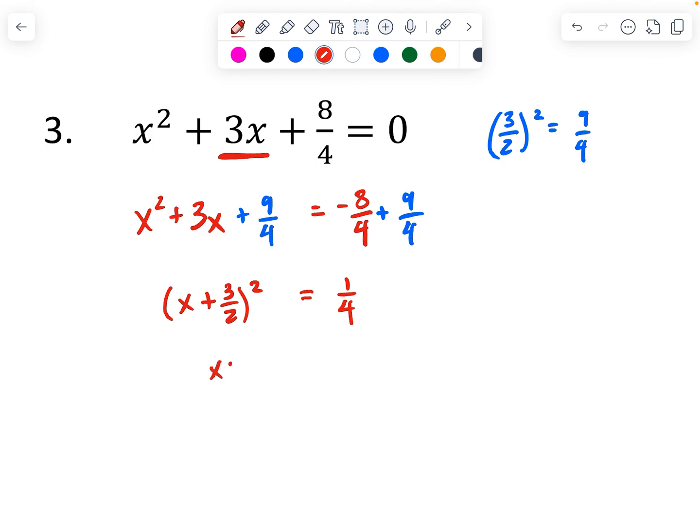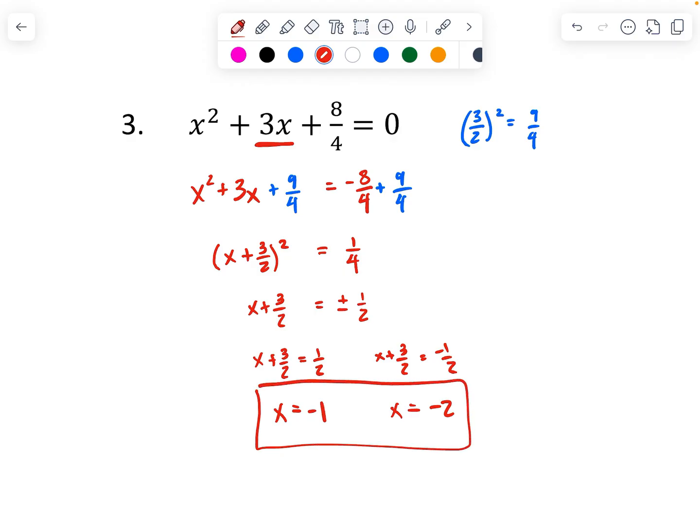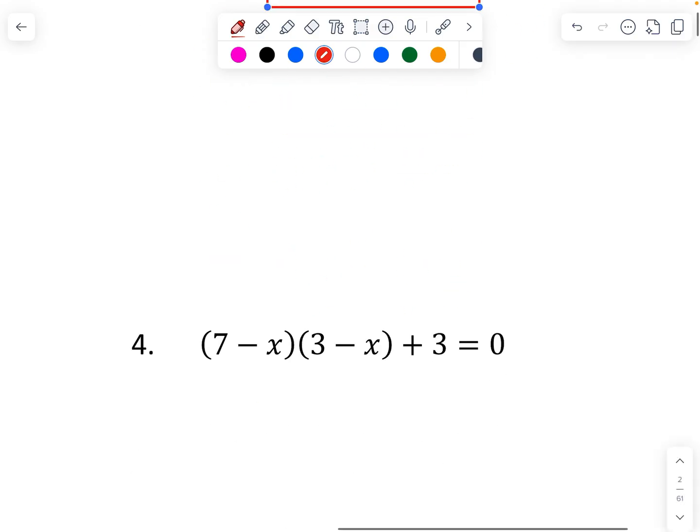Now, when you square root both sides, it's going to be plus or minus the square root of 1 over 4, which we did earlier. It's 1 over 2, plus or minus. So x plus 3 halves is 1 half. X plus 3 halves is negative a half. So x will be negative 1, and x will be negative 2. And those are your final answers. All right, last one.